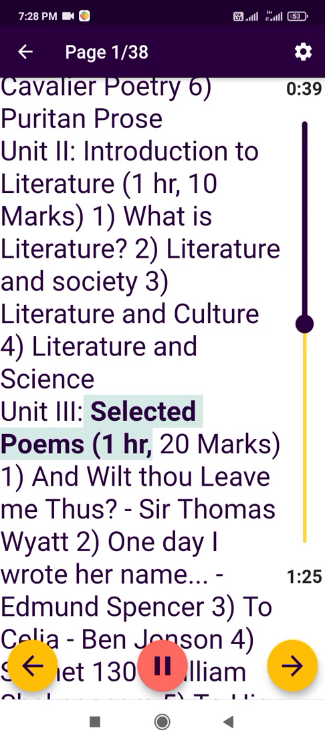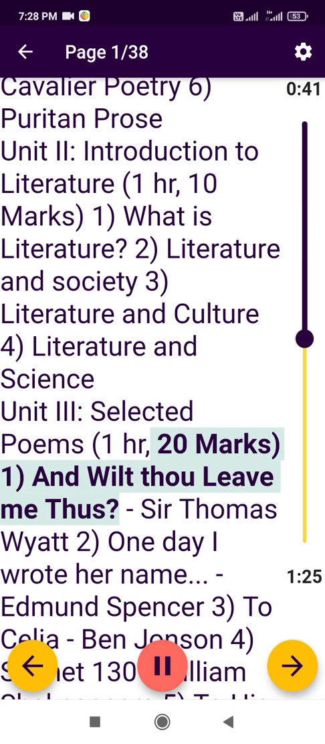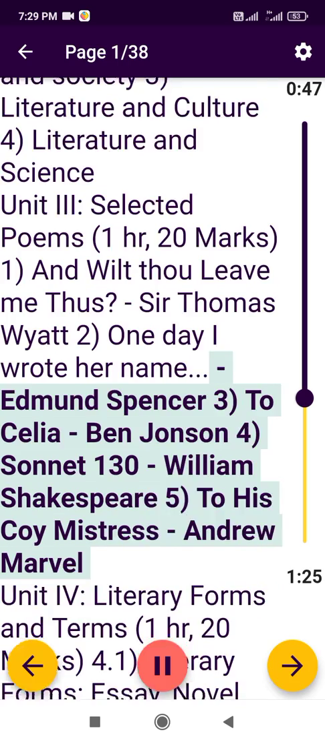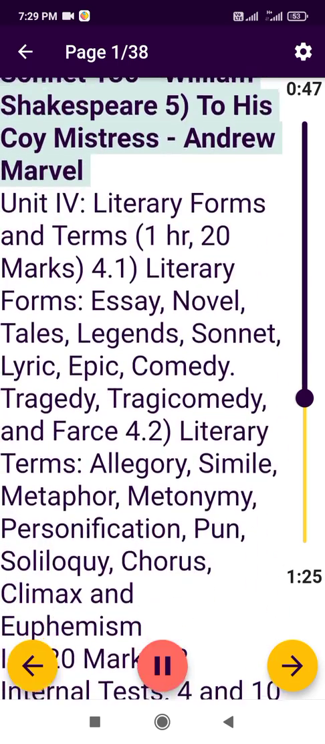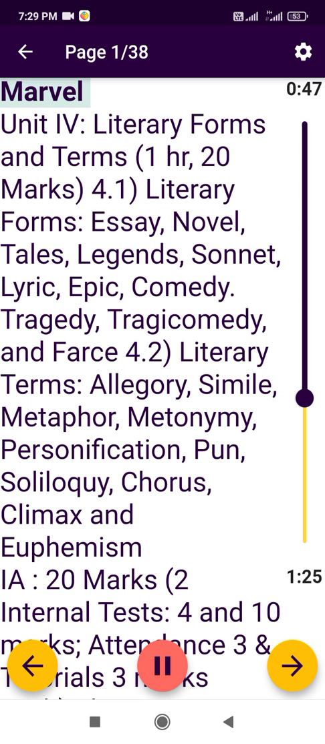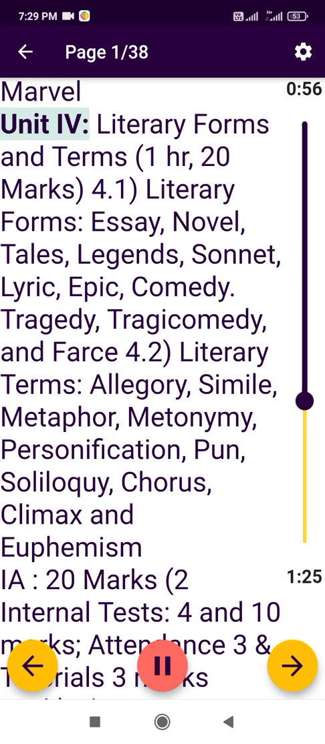Unit III: Selected Poems, 1 hour, 20 marks. 1. And wilt thou leave me thus? Sir Thomas Wyatt. 2. One day I wrote her name, Edmund Spenser. 3. Still to be neat, Ben Jonson. 4. Sonnet 130, William Shakespeare. 5. To his coy mistress, Andrew Marvell.